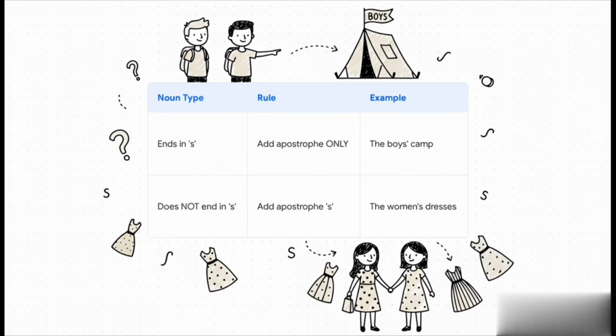Now, let's talk about plural nouns, because there are two simple rules to remember here. If the plural noun already ends in an S, like boys, you just add an apostrophe after the S. That's it. So you get the boys' camp. But if the plural noun doesn't end in an S, like the word women, you treat it just like a singular noun and add an apostrophe S. So the women's dresses. Easy, right?